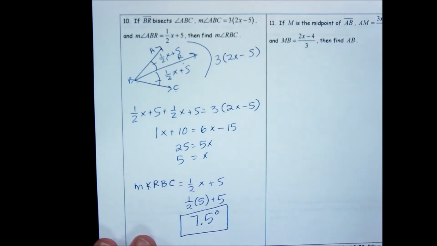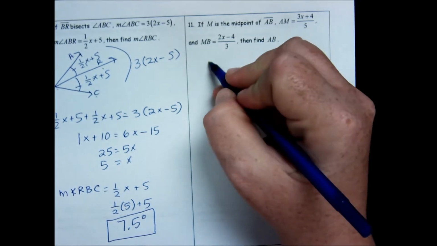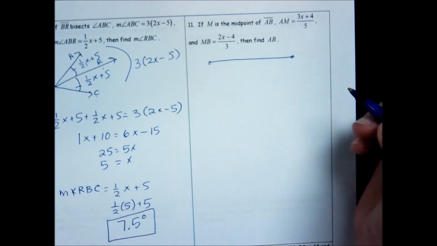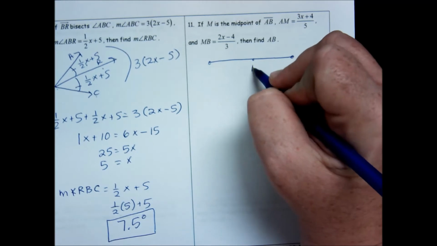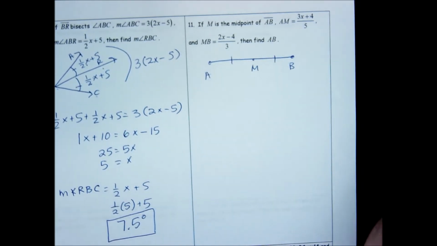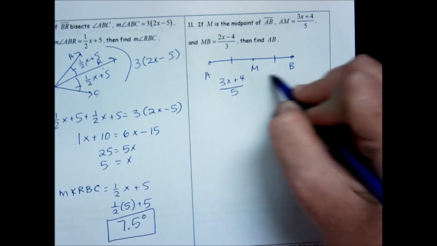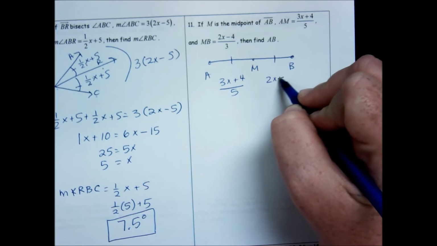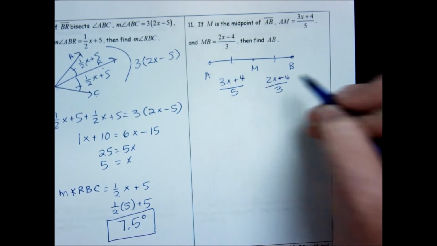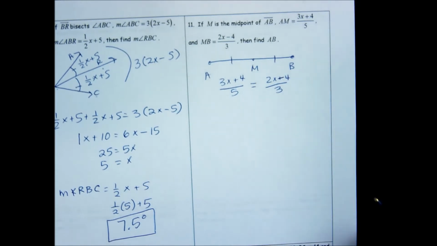And don't forget your degree symbol, because it's like 10 points off. So the next one, number 11. If M is the midpoint of AB, then I know that these two parts are equal. It says AM is (3x plus 4) over 5, and MB is (2x minus 4) over 3. So in order to solve for x, I should set these two equal to each other.